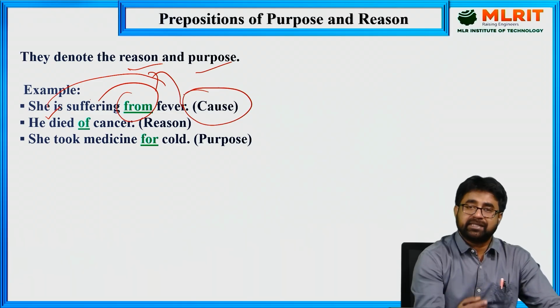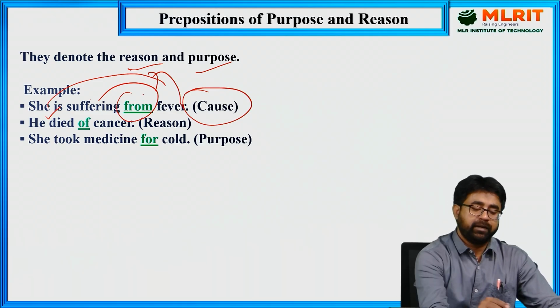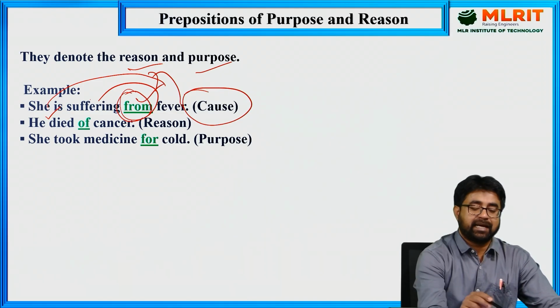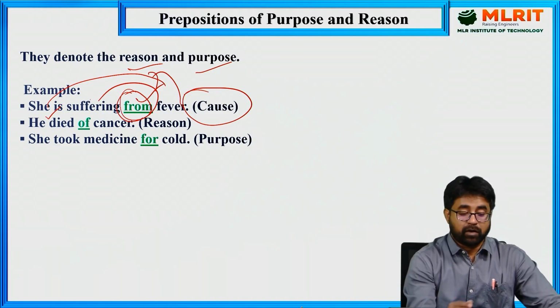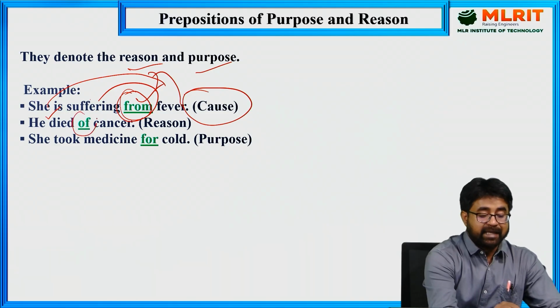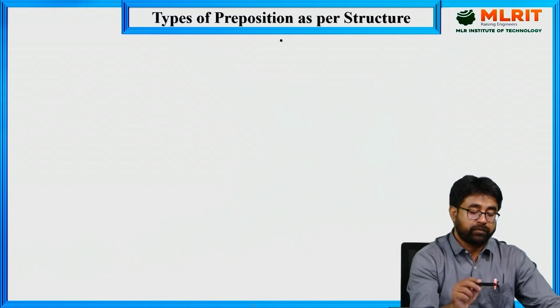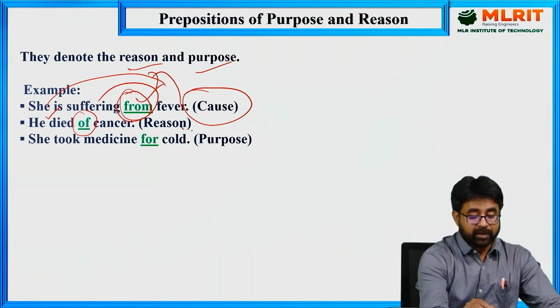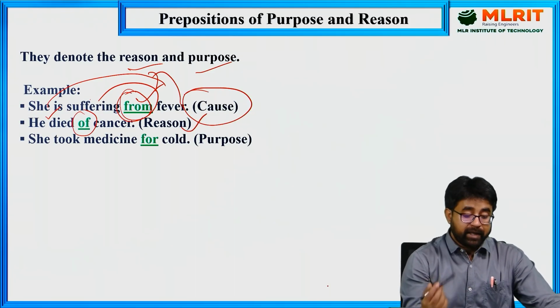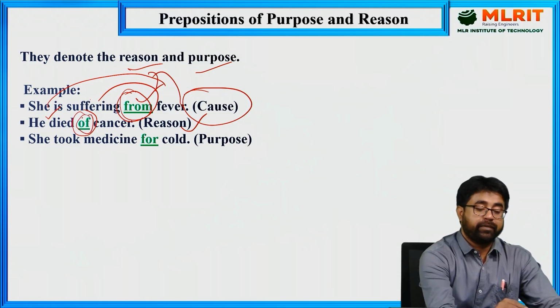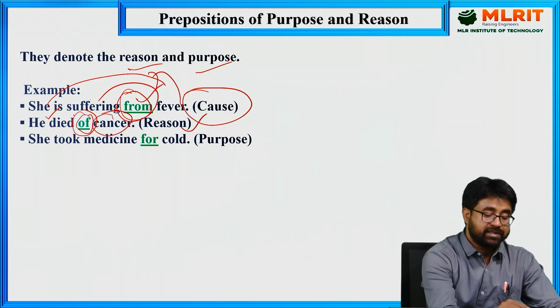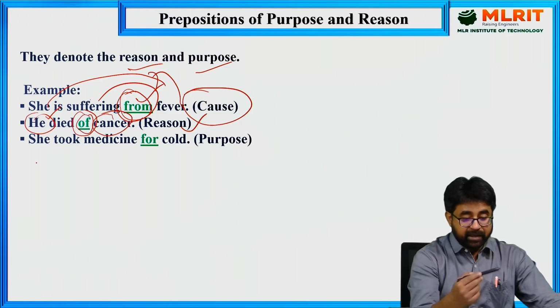So she is suffering, for what? What is the reason for her suffering? From fever. So "from" is an example of what? Preposition of reason or purpose, you can say. "He died of cancer." Here "of" is an example of preposition of what? Preposition of reason. You can see, why did he die? Because of cancer. So "of" is establishing the relationship between cancer and he in terms of reason.